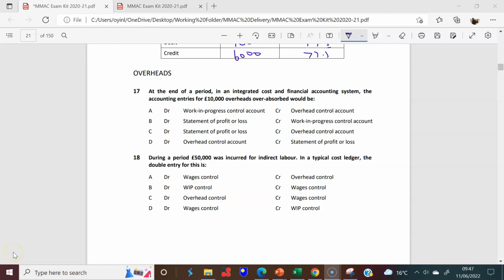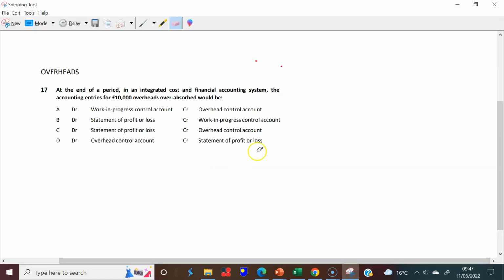Okay, question 17. Hopefully, of course, you've looked at this. What we have is a situation where it says you have £10,000 overheads that have been over-absorbed. You have too much in there. So let's see how we actually got here. I've just cut out the question really quickly and put it here.